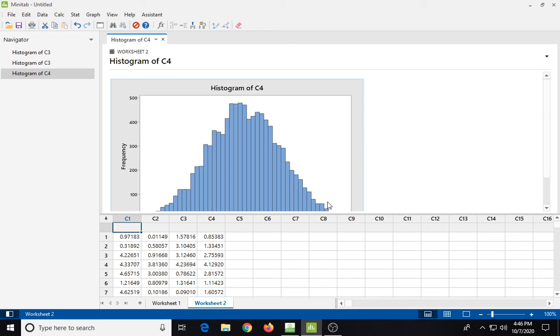Anyway, I hope that helps you on the homework and also helps you as we go with the sampling distributions going forward.